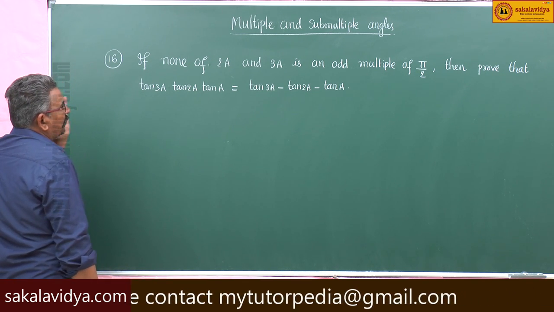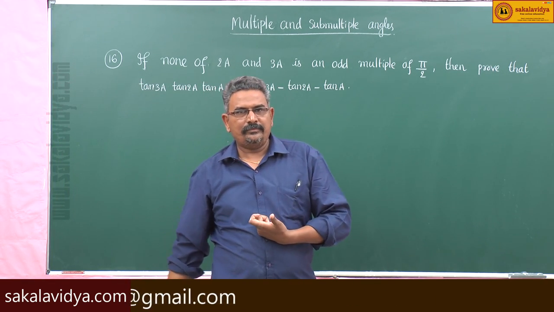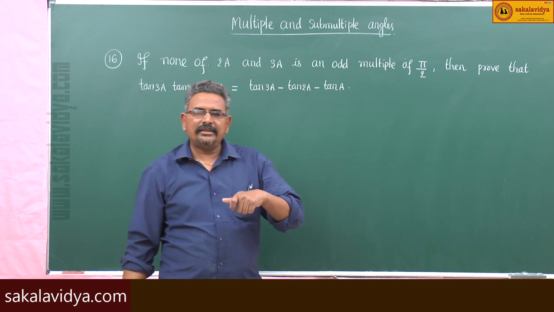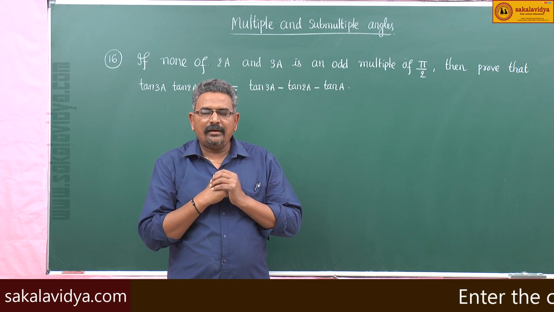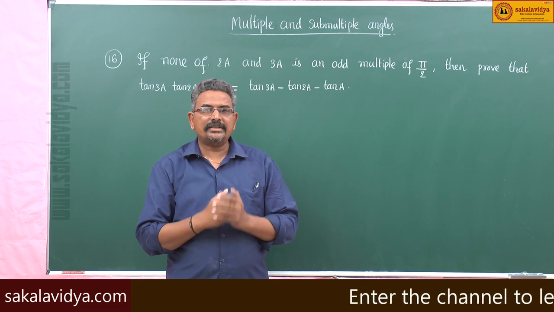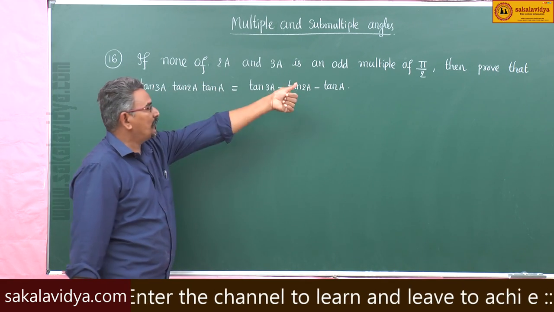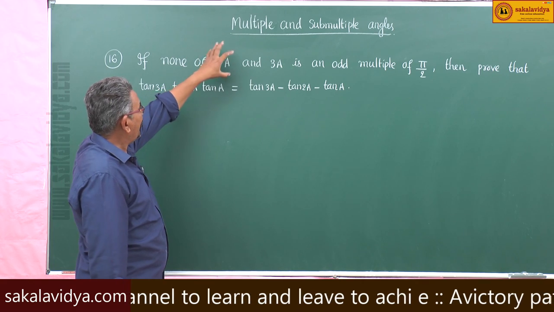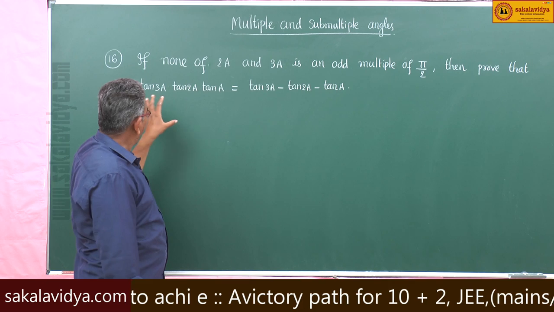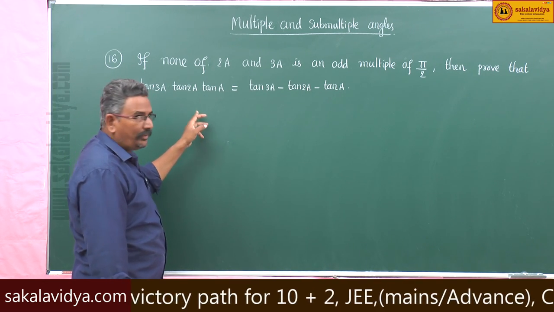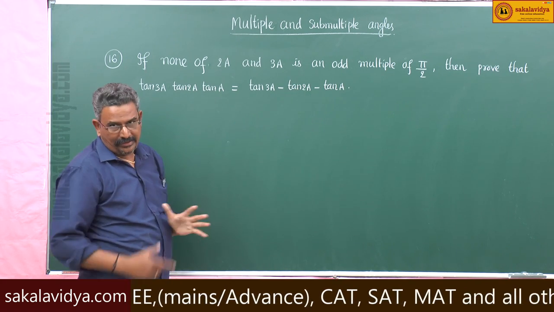So now here 2a and 3a should not be odd multiples of pi by 2. So why should we consider like that actually? See, since tan of odd multiples of pi by 2 is not at all defined. So that's why this condition is imposed in this problem. Then we have to prove that tan 3a into tan 2a into tan a is equal to tan 3a minus tan 2a minus tan a.